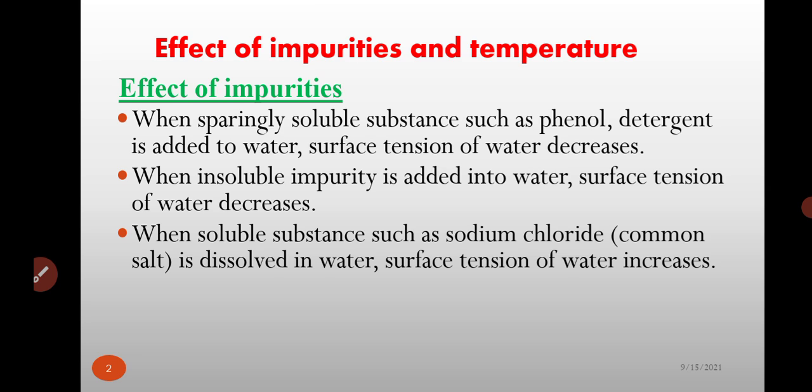Means when we add some impurity like phenol or a detergent in water, the surface tension of water decreases. Second, when an insoluble impurity is added into water, the surface tension of water decreases. Means if we add an insoluble impurity into water, the surface tension of water decreases.